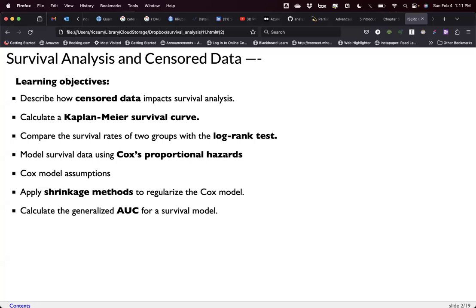And then, if we have time, more or less the Python book basically stops there, at the Cox proportional hazards and more assumptions. But if we have time, we can explain a little bit of shrinkage methods, which is a kind of regularization for the Cox model, and calculate some area under the curve for a survival model, which gives us a more complete picture of how our model is performing.